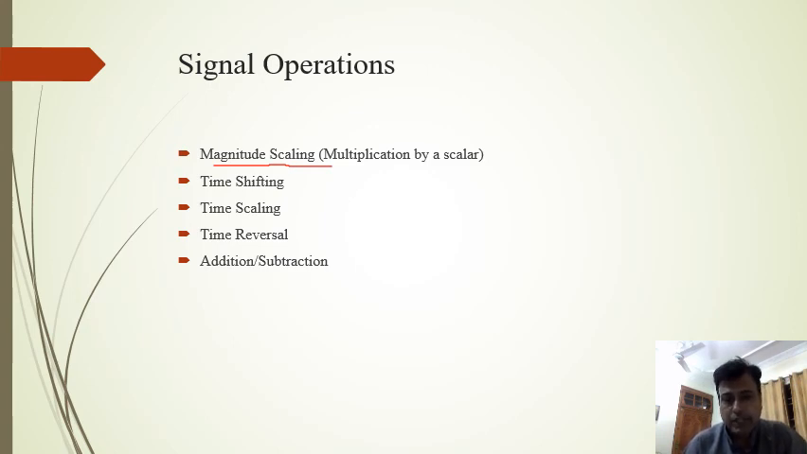whereas the remaining operations like time shifting, time scaling, and time reversal are normally performed on independent variables. So we are going to discuss these very basic operations. What are they? How do they change the shape of our signal, and in how many different ways can these operations be performed? So let's start.